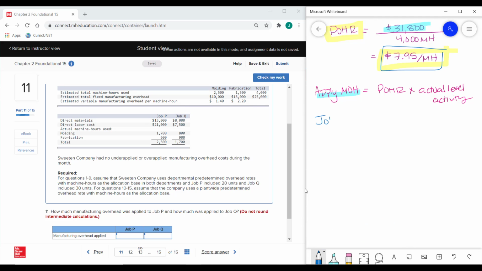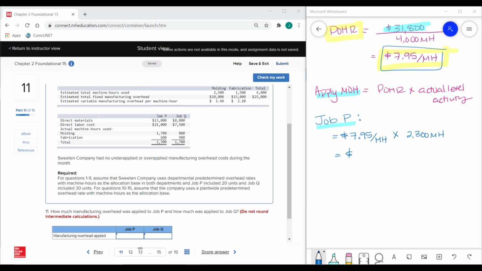Okay, so we'll start with job P. We know the POR, right? We're using a plant-wide POR here of $7.95 per machine hour. So we just need to know what's the actual level of machine hours that job P used within the month of March. We know that, right? Job P used 1,700 hours within molding and 600 machine hours within the fabrication department for a total number of machine hours of 2,300. So job P used 2,300 machine hours during the month of March to get completed.